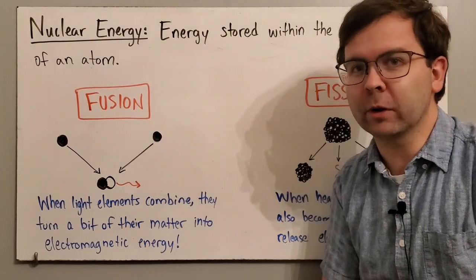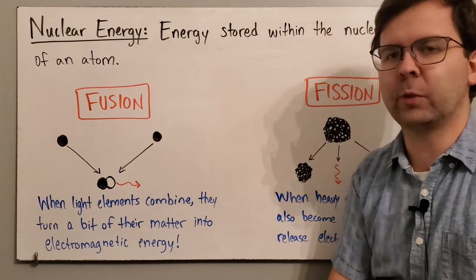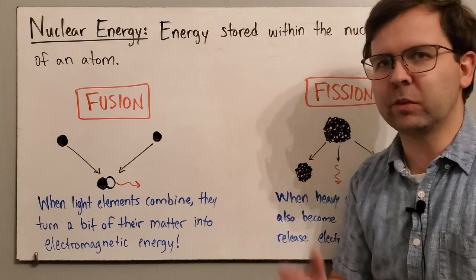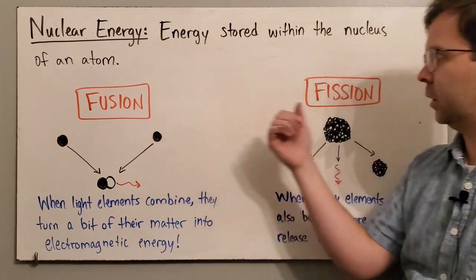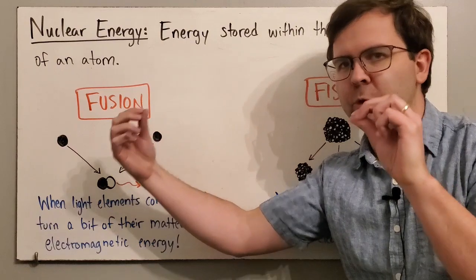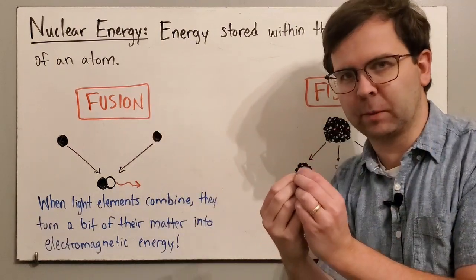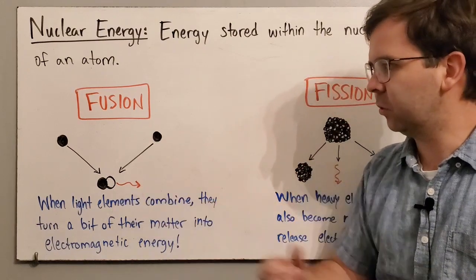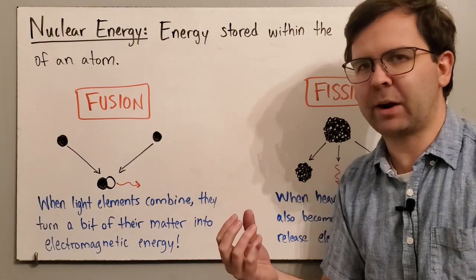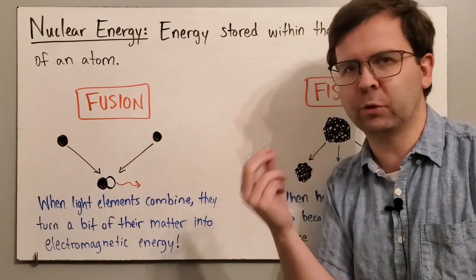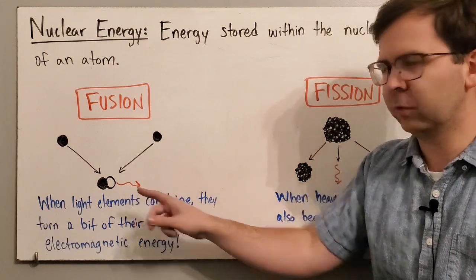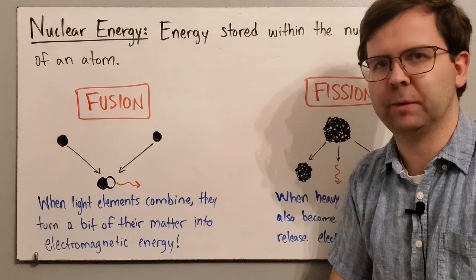Finally, we have nuclear energy, which is energy that's stored within the nucleus of an atom, which is in the very core of an atom. There's two different kinds of nuclear energy. There's fusion and fission. They sound similar. Fusion is when you take two atoms or two nuclei and you fuse them together, make them into one. When you do this with light elements, they give up a little bit of their matter. Each individual piece kind of loses a little bit of its matter, and that little bit of missing matter turns into energy in the form of light or electromagnetic energy.